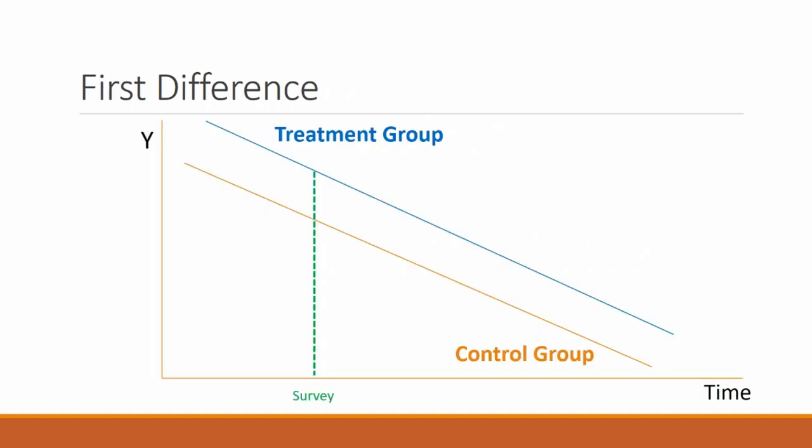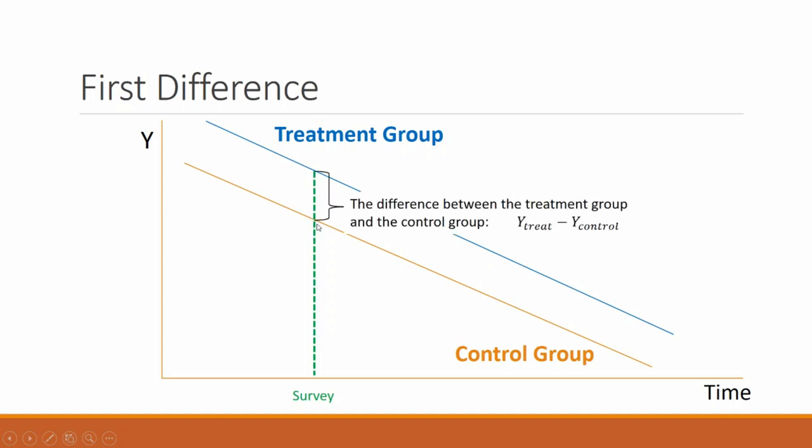So let's imagine we're using the same graph as we had before. This is the time trend for the treatment group, the time trend for the control group. Now, when we collect data, we only collect data at one particular period of time. Imagine that we're collecting a survey at this moment in time, represented by this green dashed line. If we collect data at this moment, we will have a data point for the treatment group here, and a data point for the control group here.